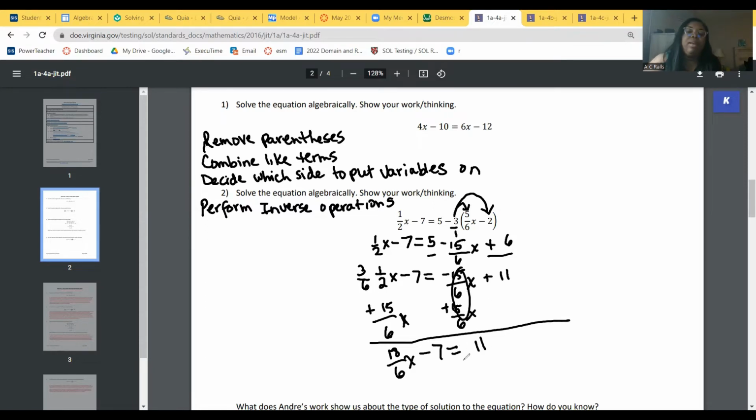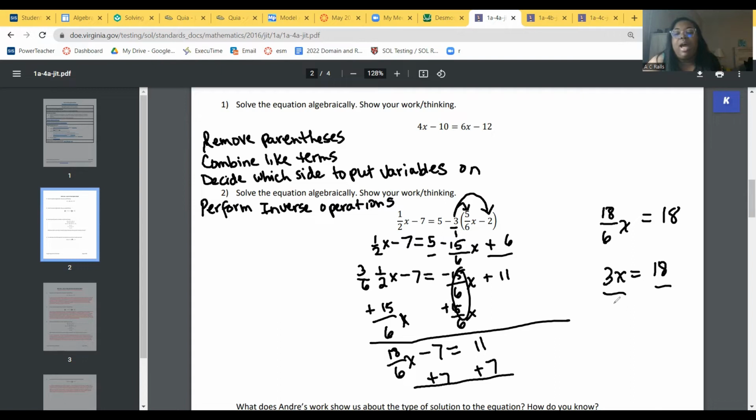Bring down my 11. My next step would be to add 7 to both sides. If I add 7 to both sides, I'll end up with 18 over 6x is equal to 18. Not sure if you see it already, but 18 divided by 6 is 3x. And then the opposite operation of multiplying by 3 would be to divide by 3. Once I divide both sides by 3, I end up getting 6 as my answer.